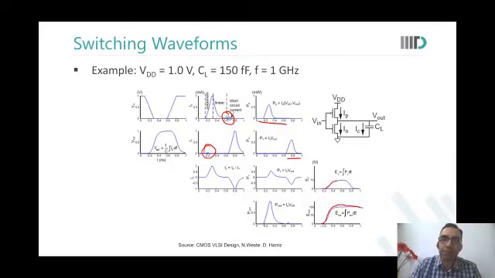It's a static CMOS circuit. You see that? In a static CMOS circuit, when there is no transition happening, we don't expect any current to flow. So that is what we are looking at there. There's no current flowing in that duration.